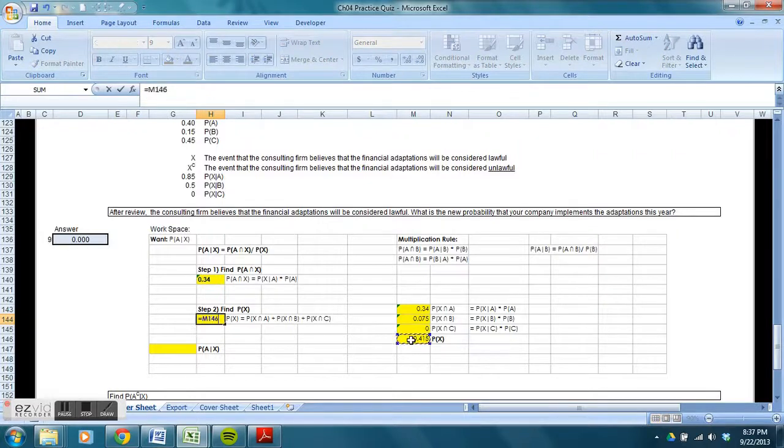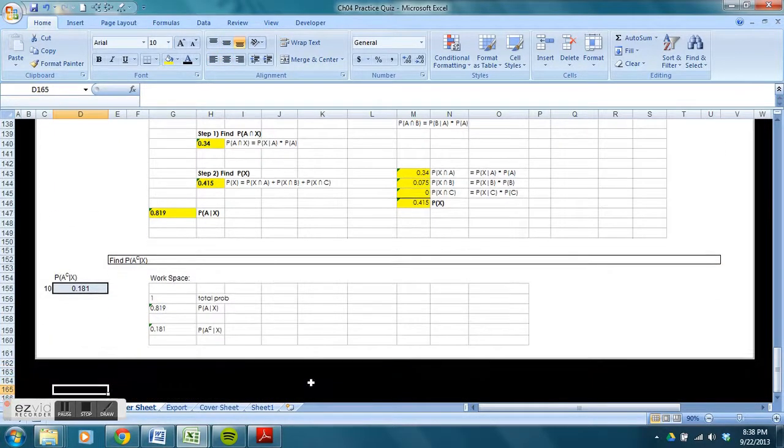So that is the probability of X, or the probability that the consulting firm believes that the financial adaptations will be considered lawful. That was the initial probability, and now we know that's given, that is true. So now we can solve for the probability of A given X, which is simply right back up here to this formula: the probability of A intersect X divided by the probability of X. And there we have it. I already put in the answer cell. So last problem, I've already completed it for you.